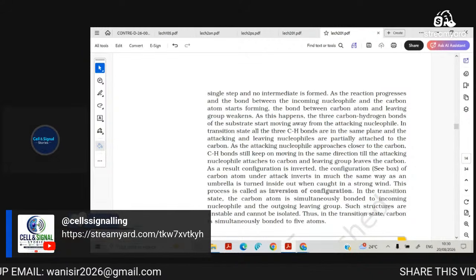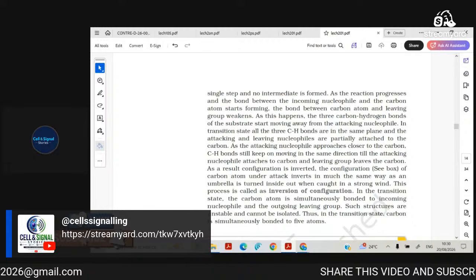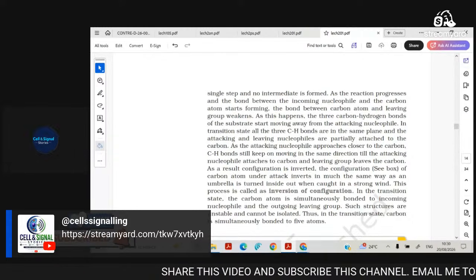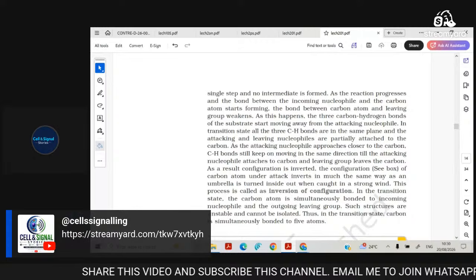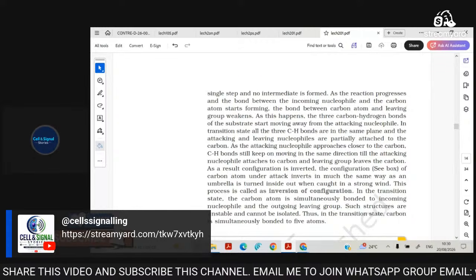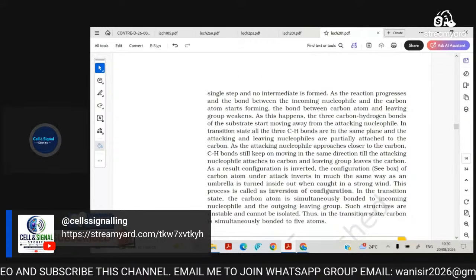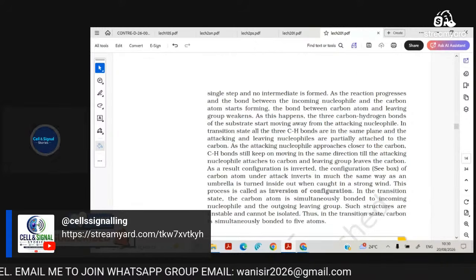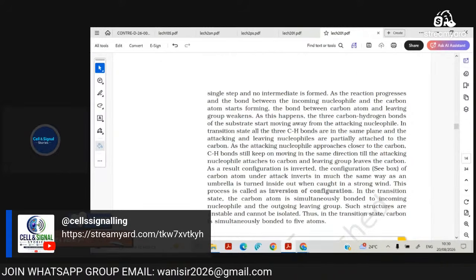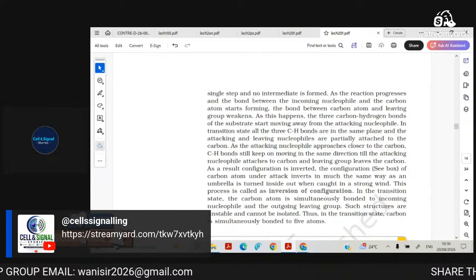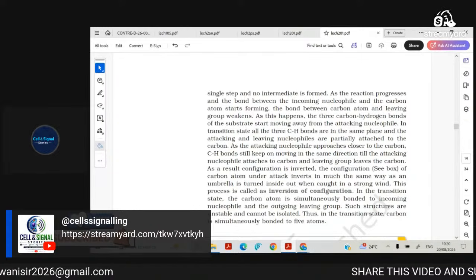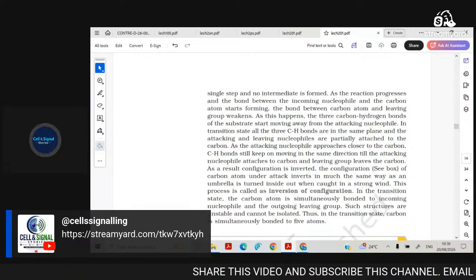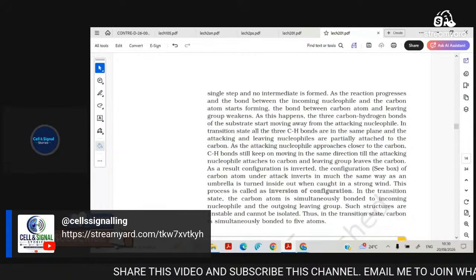in much the same way as an umbrella is turned inside out when caught in a strong wind. This is very important. That means the configuration of this structure, this carbon attached to the hydrogens, is getting inverted, going to the opposite side. For example, an umbrella whose spikes are downwards, when the wind comes they go upwards, and this changes the direction. This process is called the inversion of the configuration.